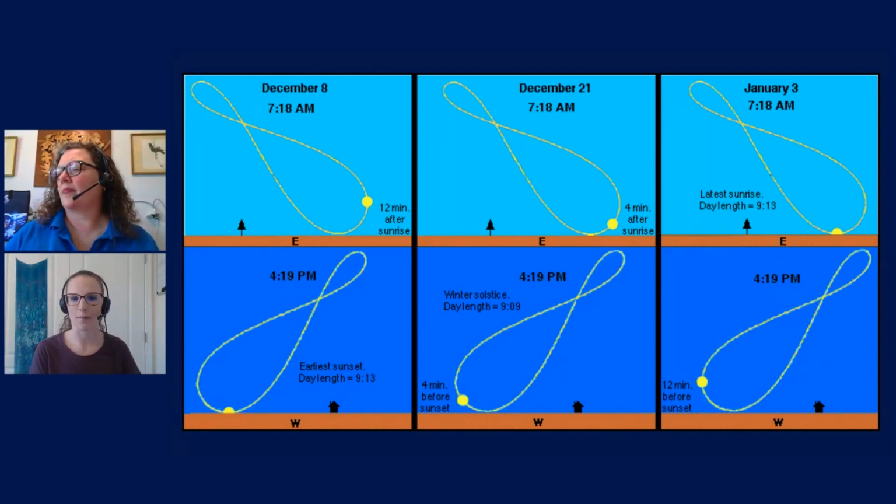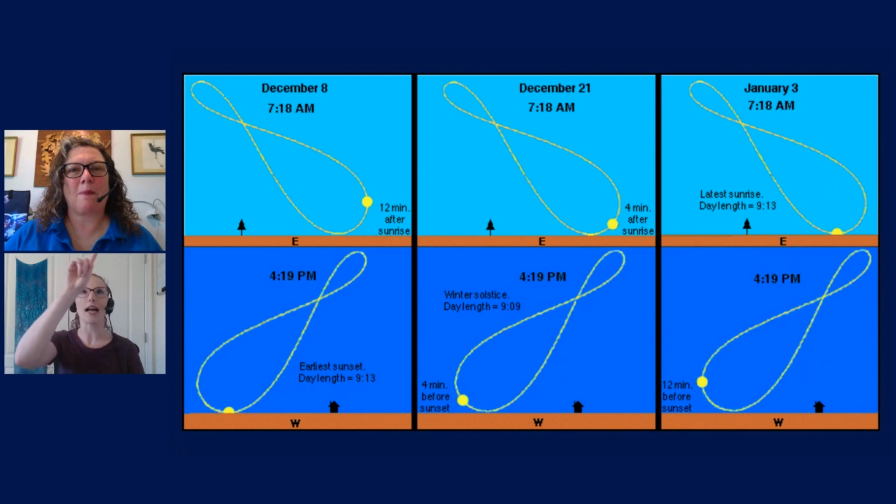This is a diagram. The figure 8 shape is what's called the analemma. And that is the pattern that the sun traces in the sky if you capture its position in the sky at the exact same time every day. So it doesn't just go up and down. It actually kind of moves back and forth a little bit.